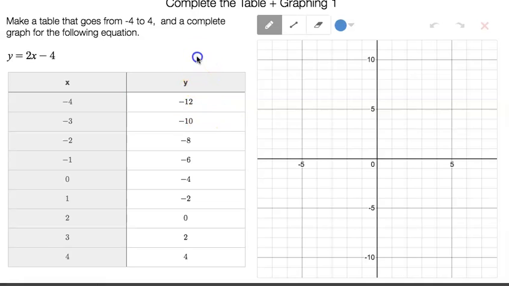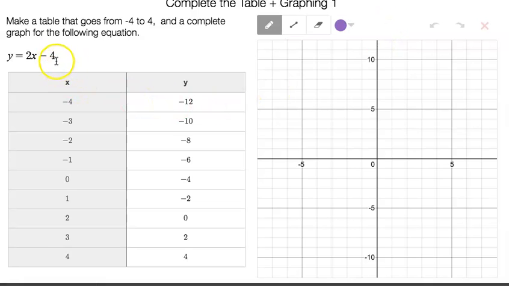And we can always double check our work. What is 2 times -4? If you said -8, what's -8 minus 4 more? It's -12. So now let's talk about the graph. So let me pick a color. I'm going to go with purple.